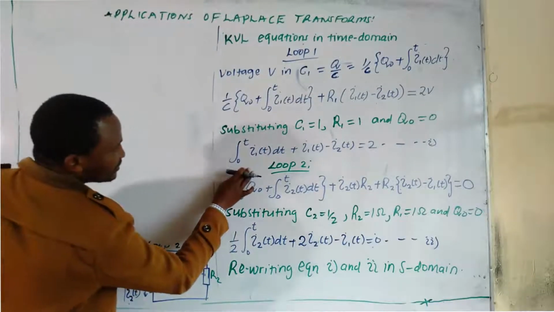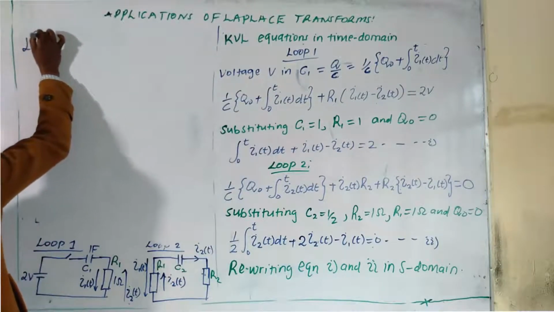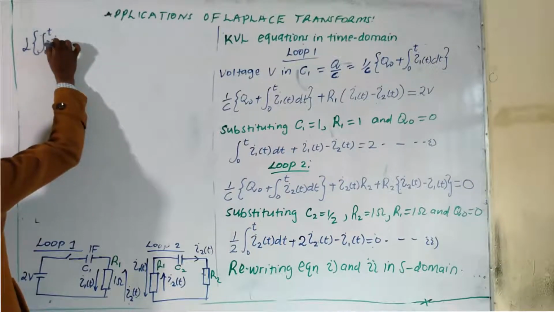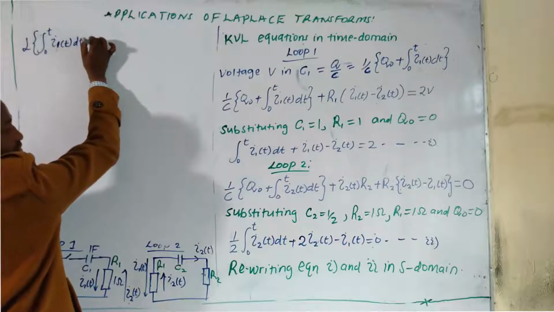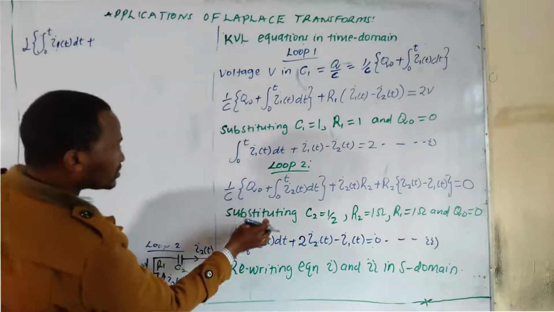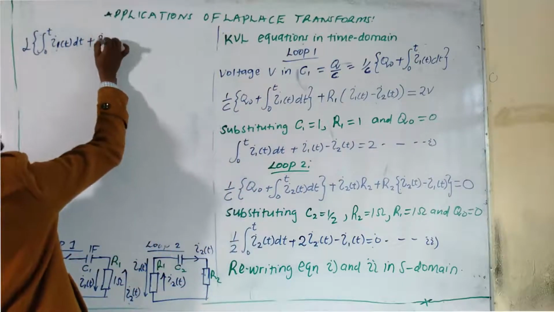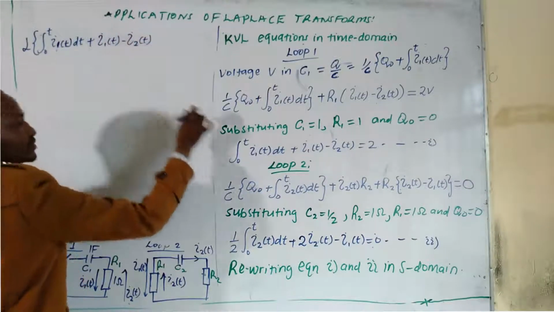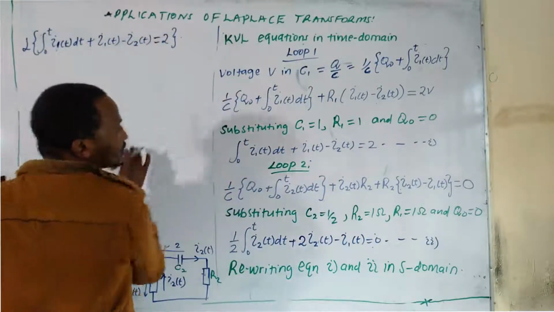Let us find the Laplace transform of this. So we have Laplace transform of integral from 0 to t of I1 of t with respect to t plus I1 of t minus I2 of t is equal to 2.